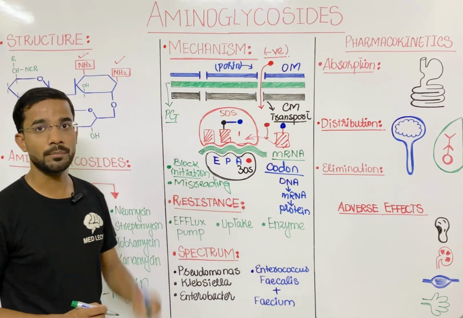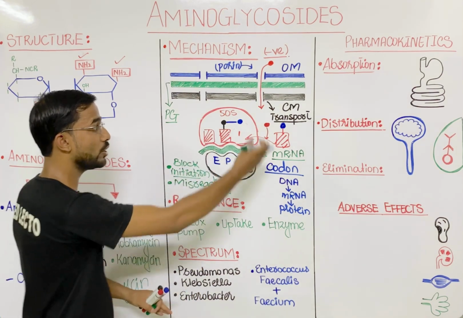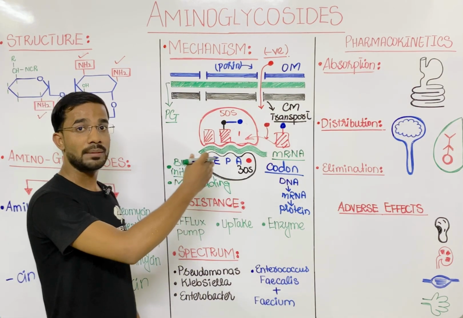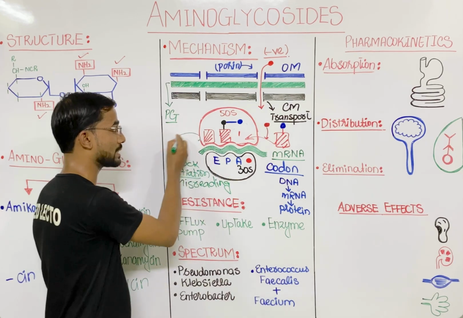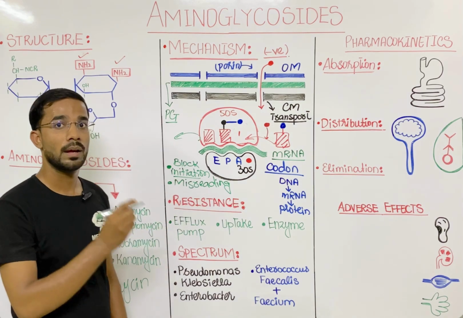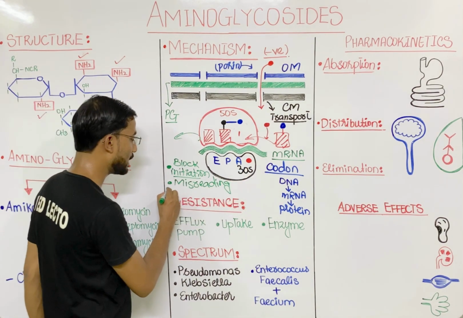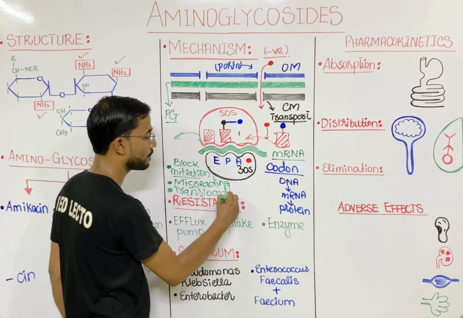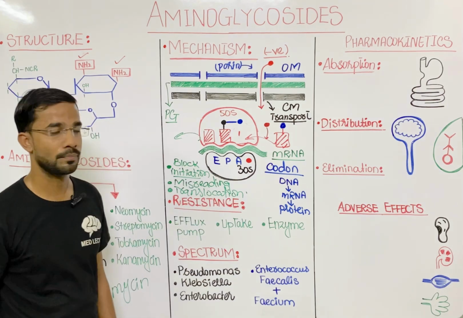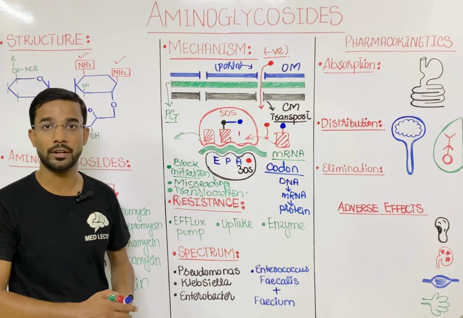And third most important, it actually blocks the translocation. Continuously, transfer RNA comes by taking the amino acid and exits at that site. But by attaching of the aminoglycoside at the 30S subunit, it actually blocks the translocation process of the transfer RNA. So there are basically three most important mechanisms of action of the aminoglycosides.